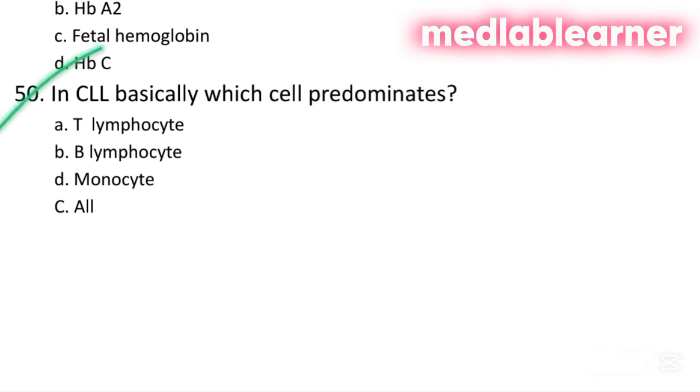And the last one, in CLL, chronic lymphocytic leukemia, basically which cell predominates? T lymphocyte, B lymphocyte, monocyte, all. Answer will be B. B lymphocyte. In CLL, B lymphocyte predominates.